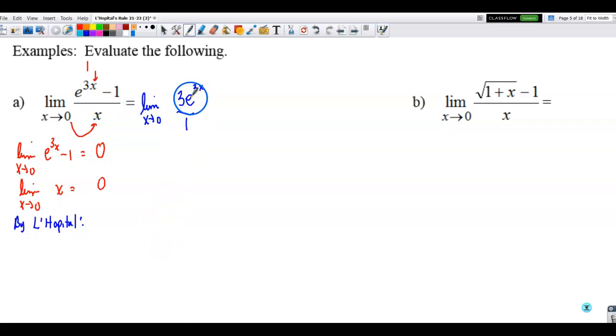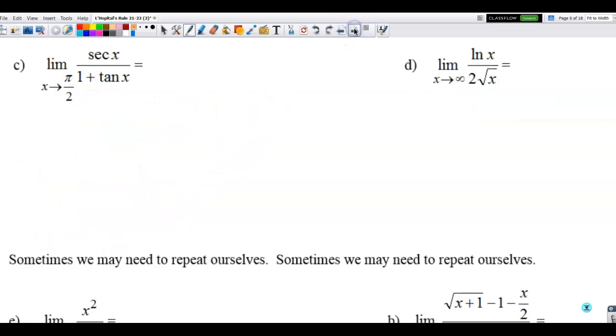Okay, so I've taken the derivative of the numerator and the derivative of the denominator, and now I'm going to substitute 0 again. So e to the 0 is 1, 1 times 3 is 3, so I have 3 over 1. So now I know the limit. Without doing any algebraic manipulation, I used L'Hopital's rule. The by L'Hopital applies to that piece right there. That is exactly how you have to show your work for every single problem. All right, I'm going to skip letter B, and I'm going to go to letter C.